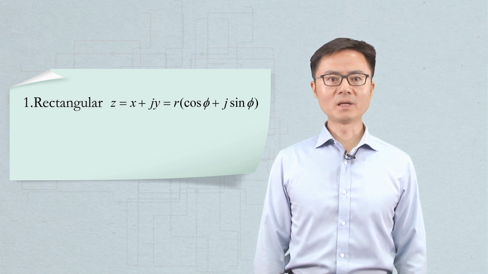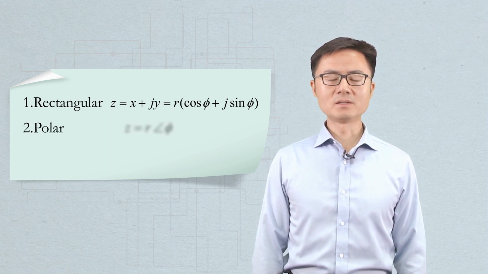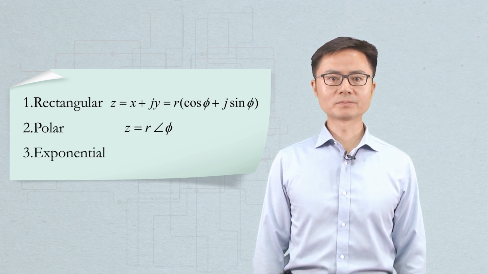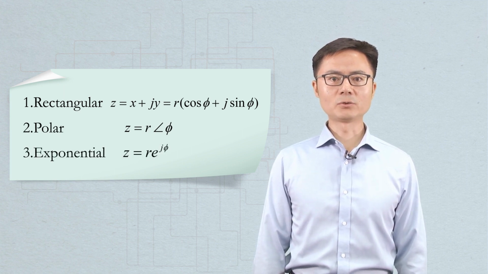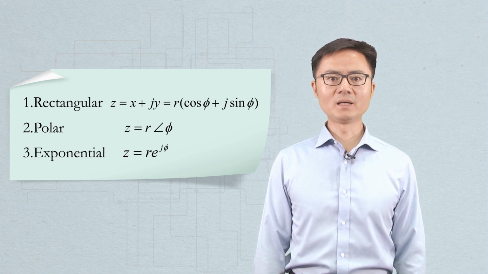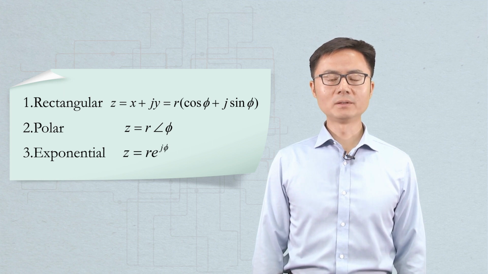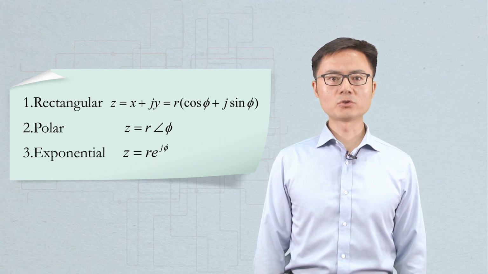The second form is polar. Z equals r angle phi. The third form is exponential. Z equals r multiplied by e to the j phi power. Well, those three forms can be transformed between each other.